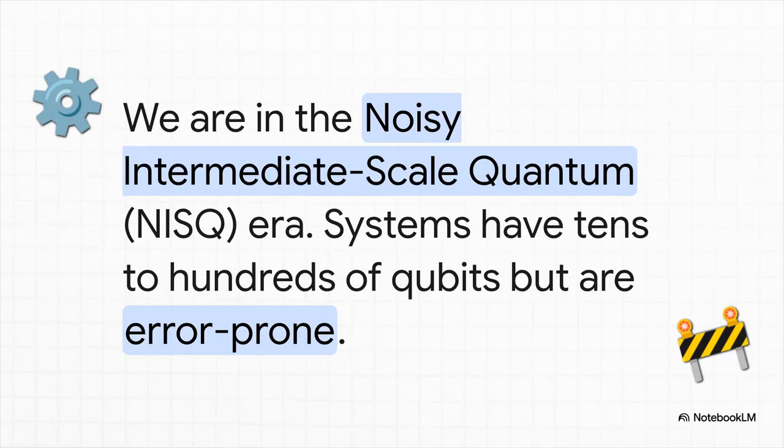Now, we have to be real here. We're still in the very early days. We're currently in what's called the NISQ era. That stands for Noisy Intermediate Scale Quantum. It basically means that today's quantum computers are powerful, for sure, but they're also super fragile and can get thrown off by the tiniest bit of noise, like heat or vibrations. The big challenge right now is making them more stable.